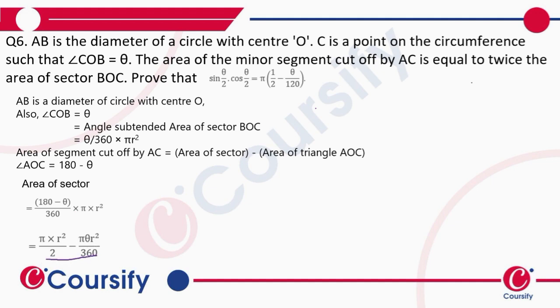Why 180 minus theta? Because if this is the circle and AB is the diameter and AC has cut, then the angle subtended here is theta by AC, so the angle BOC will be 180 minus theta, and the area of sector BOC here will be based on that angle. So here when we solve it, we'll get pi r square by 2 minus pi theta r square by 360.